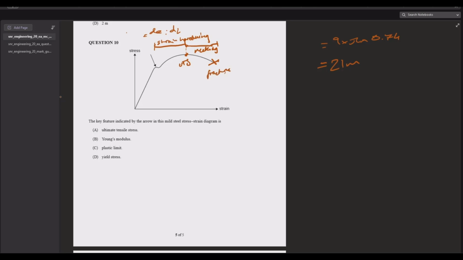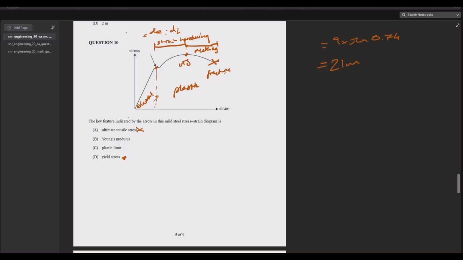Fracture point. And this is going to be our yield stress. And so, obviously, not that one. It's this one here. Why? It's not the plastic limit because it's the beginning of the plastic region. This is the elastic region. And this is the plastic region.